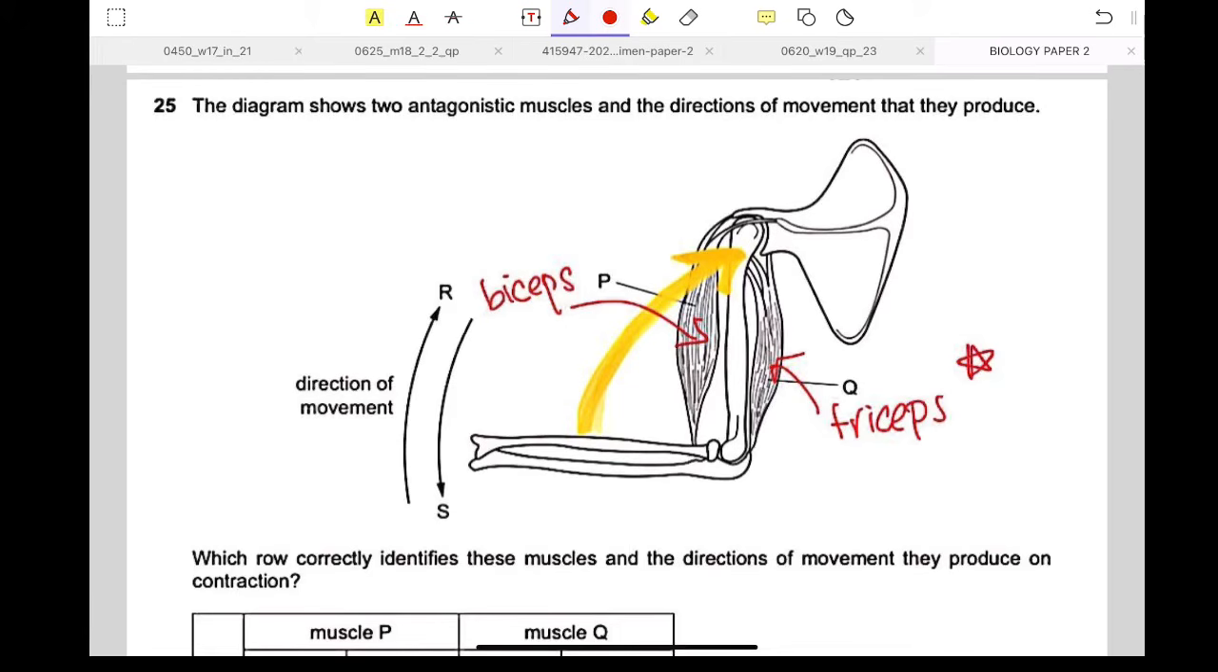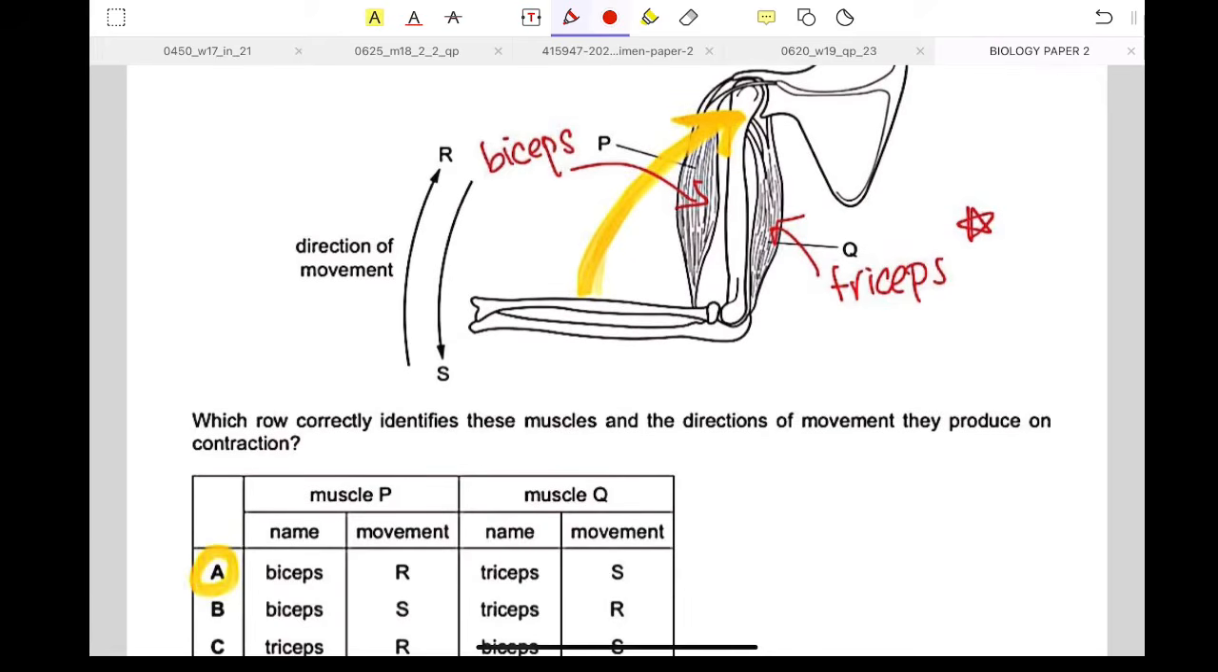Now this concept is not really there in the recent syllabus, but it was just a new question that I saw, so I wanted to share it with you guys, and it's good to know just in case. Which row correctly identifies these muscles and the direction of movement they produce in the contraction?